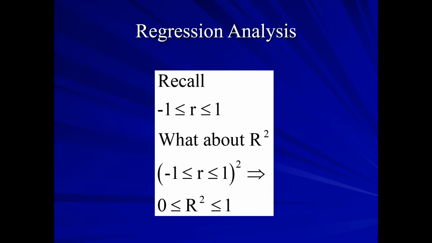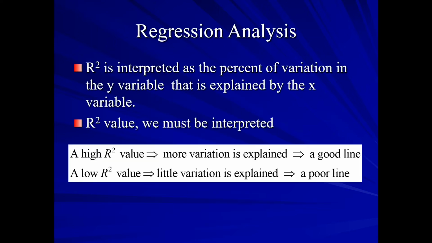But how is R squared defined? Well, if we recall, R, our correlation, is bounded between negative 1 and 1. This means R squared is bounded between 0 and 1. R squared is simply interpreted as the percent of variability in Y that is explained by X. Now, the R squared value must be interpreted. A high R squared value implies more variation is explained. That implies a good line. It suggests that we are explaining more variability using our regression line. A low R squared value implies little variation is explained, and so this means that this line is a poor fit.